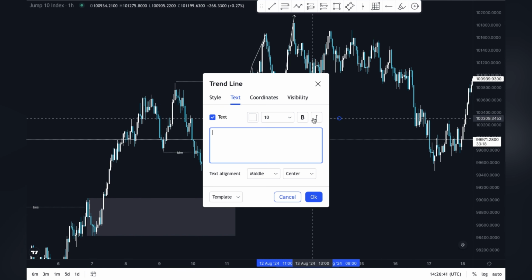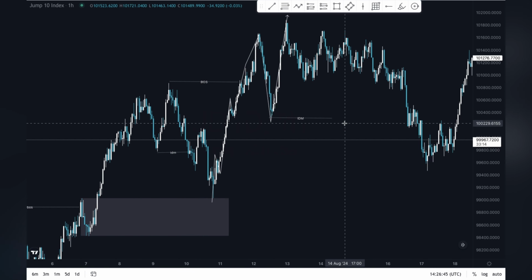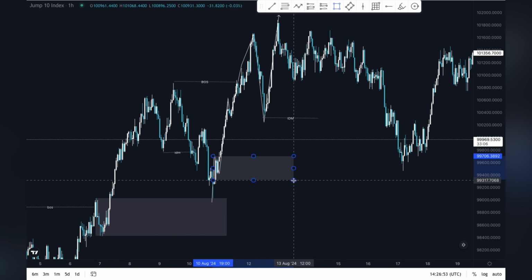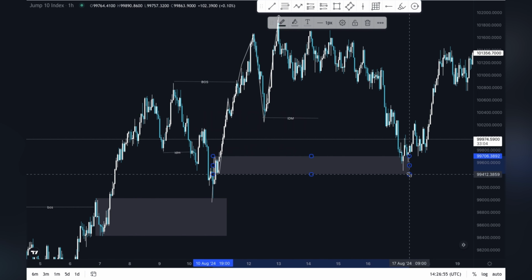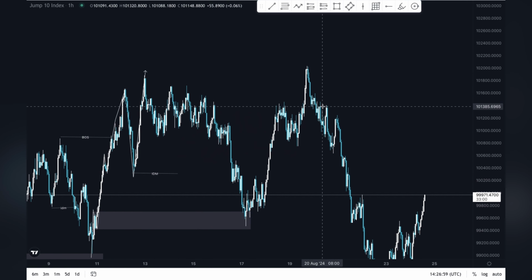So we have our IDM here based on the significant structure. And what is price looking for? Price is looking for something to mitigate. Based on the order block criteria, we don't have an order block here. What we have here is a retracement, which is going to be an order flow, which is this one. So you can see price came to the order flow and then pushed up significantly.